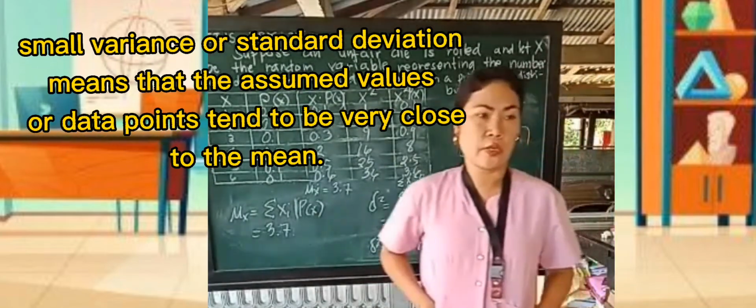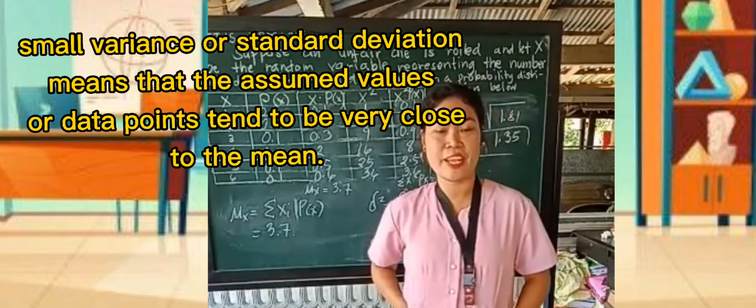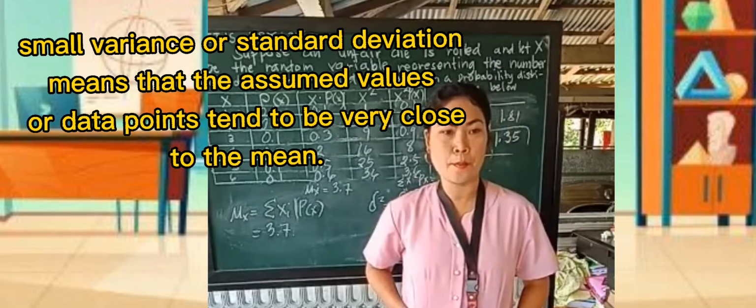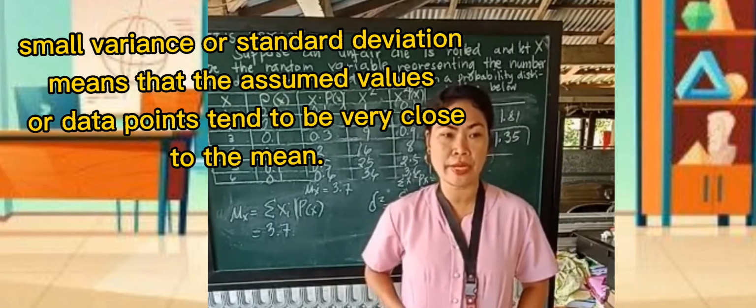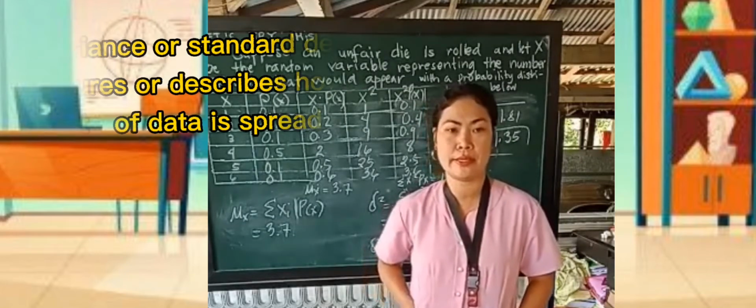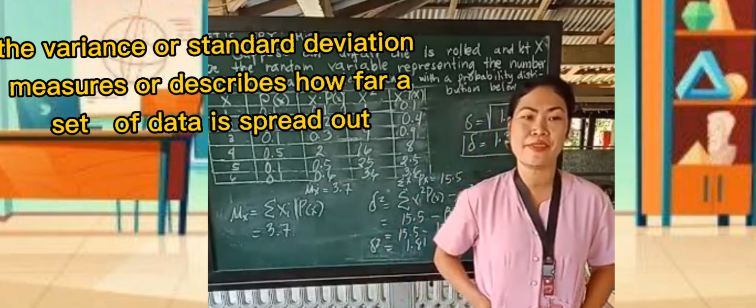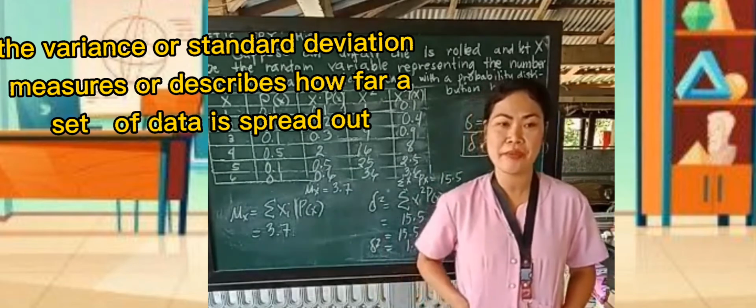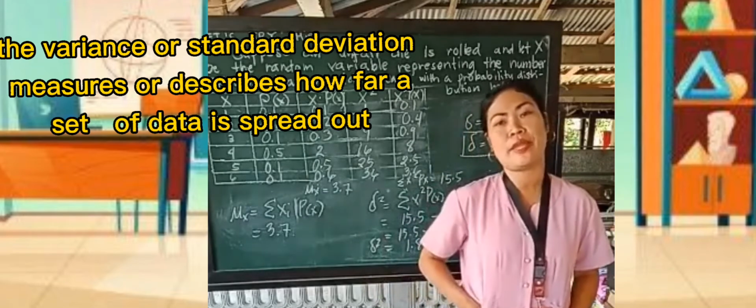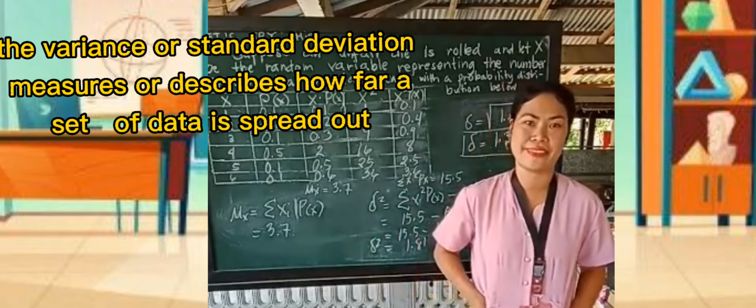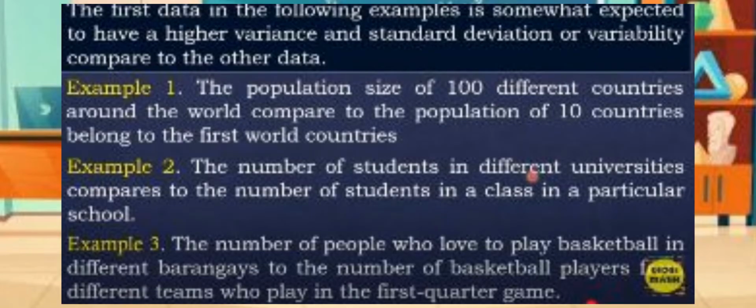A small variance or standard deviation means that the assumed values of the data points tend to be very close to the mean. And the variance or standard deviation measures or describes how far a set of data is spread out. The first data in the following examples is somewhat expected to have a higher variance or standard deviation, or variability, compared to the other data.